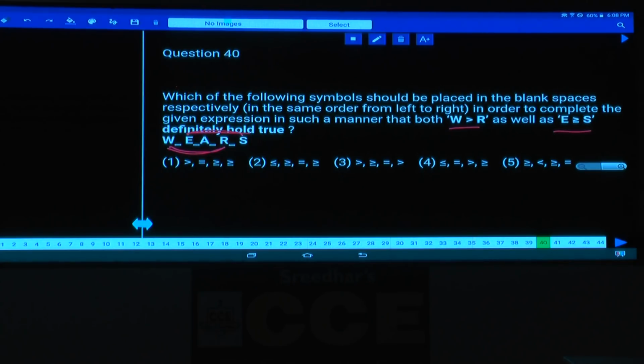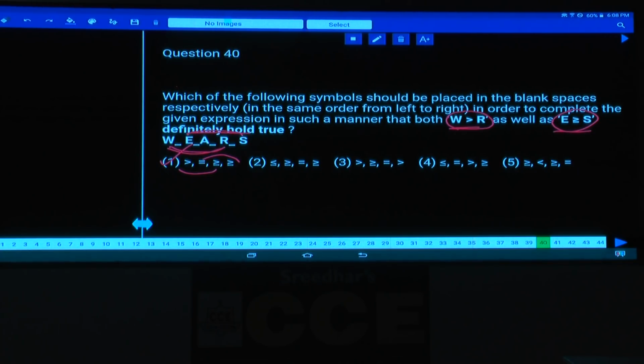Then what is your answer? Choice 1 is the answer. So ekkada nunchi okati oka greater than undi, ekkada nunchi ikkadiki equal undi, greater than or equals to. And choice 1 definitely gives the conclusions W greater than S as well as E greater than or equals to S. And this is about 40.